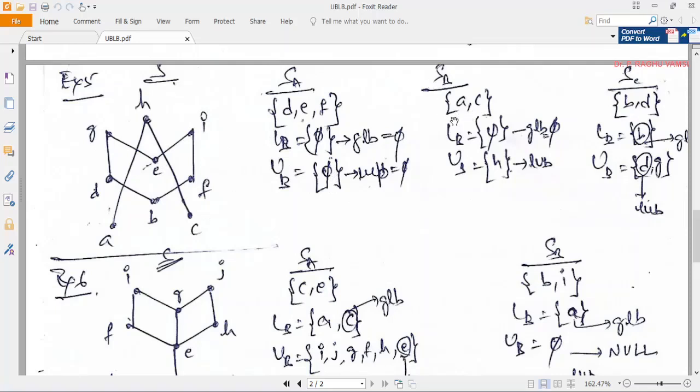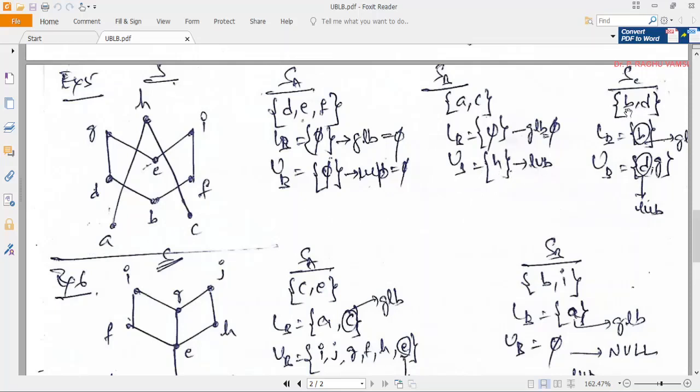While coming to this A comma C, for A, lower bound, nothing is there below this, null. For C, below this also null. So that is the reason the lower bound will become null. From C, what can you reach? H can be reached. So the upper bound will become H. So only one element is there, which will become the lowest upper bound.